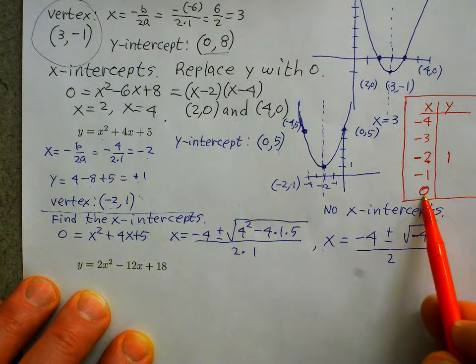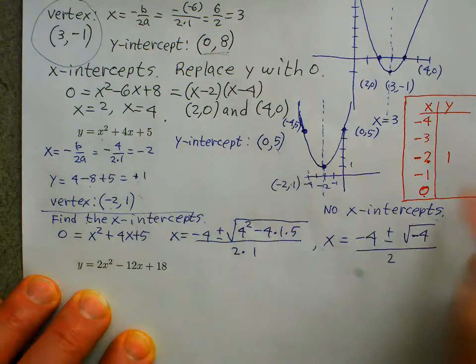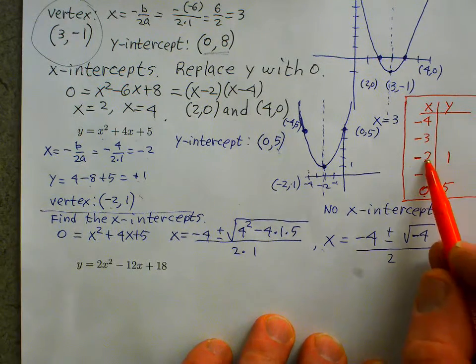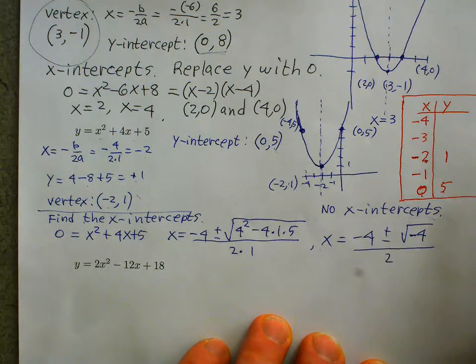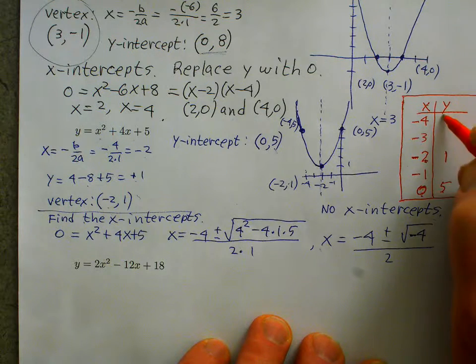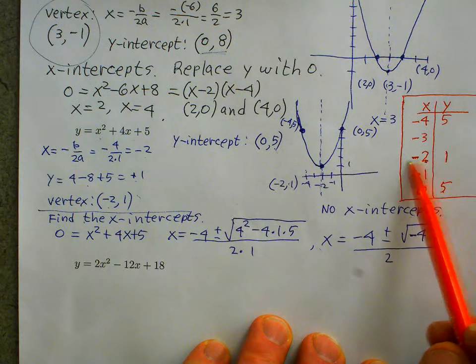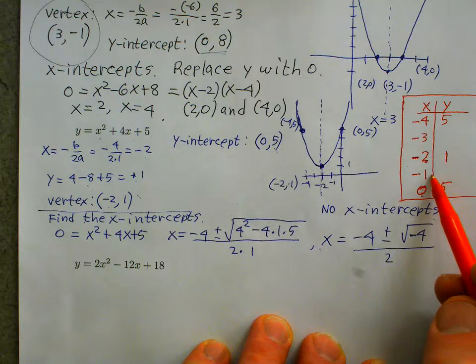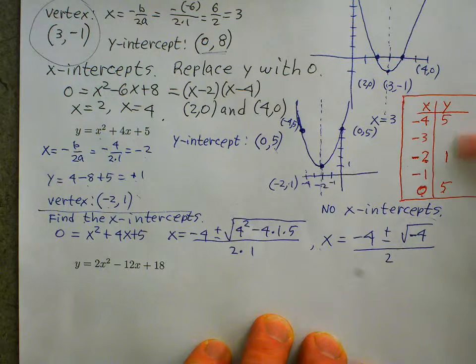When x is 0, that's always an easy ordered pair to find. When x is 0, the y-coordinate is 5. By symmetry, since 0, 5 is a point on the graph, so should -4, 5 be a point on the graph, because x equals -2 is the vertical line of symmetry. Then if you want to find the y values that correspond to -1 and -3, those two y values have to be the same because of symmetry.